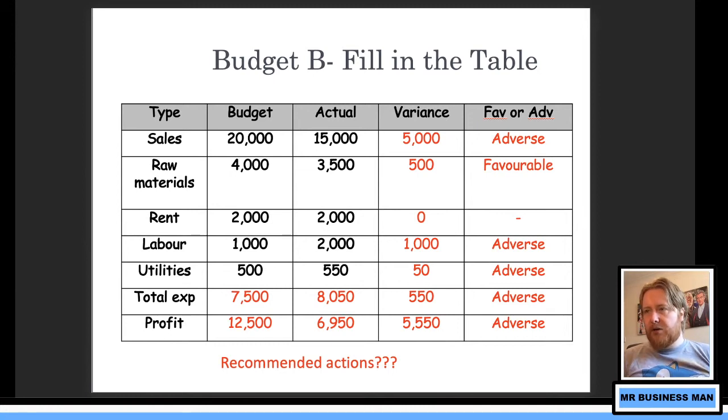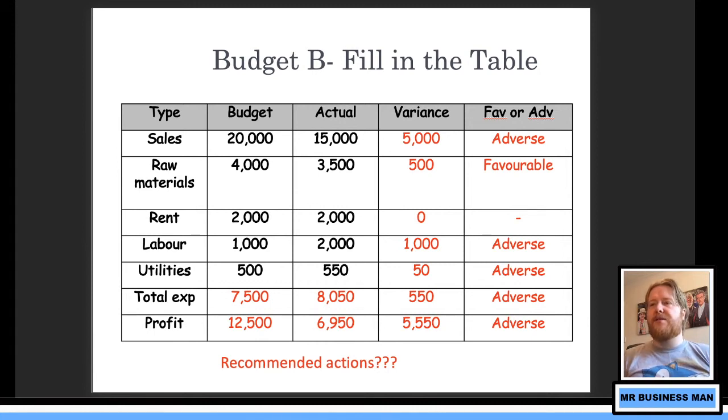utilities, adverse, total expenditure. Is there a big thing here? If there were any actions, I'd say what's significant? Labour is significant, isn't it? It's twice as much as we thought it was. So maybe we could make some people redundant. Maybe we could reduce training or something.